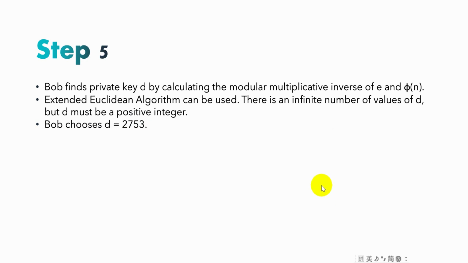And then Bob finds private key D by calculating the modular multiplicative inverse of E and phi n. We're going to talk about this in the future too. To find it, he can use the extended Euclidean algorithm. There is an infinite number of values of D, but D must be a positive integer. So Bob just chooses one of them, and he decides that D will be 2753.